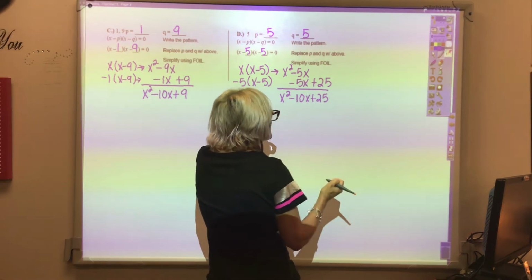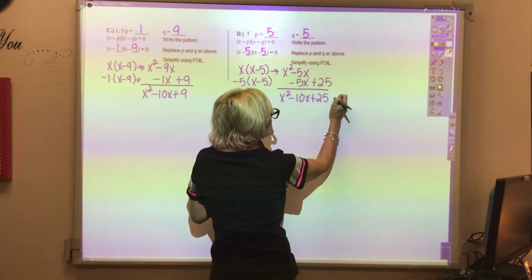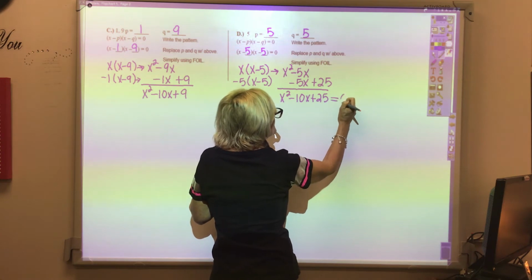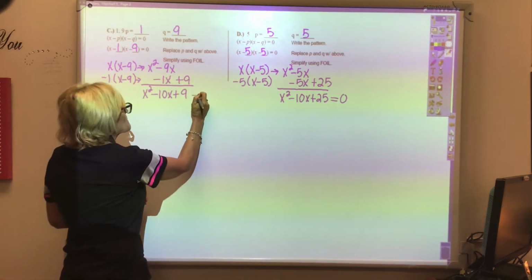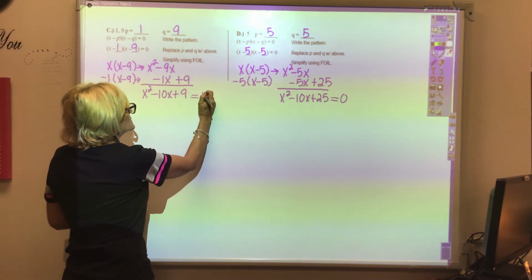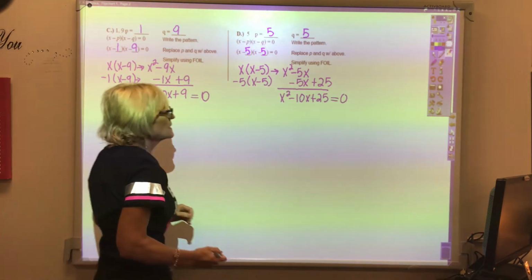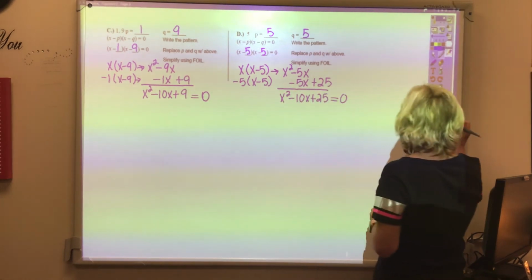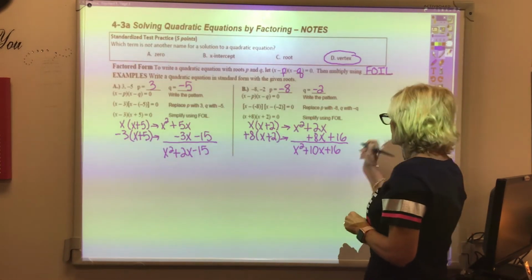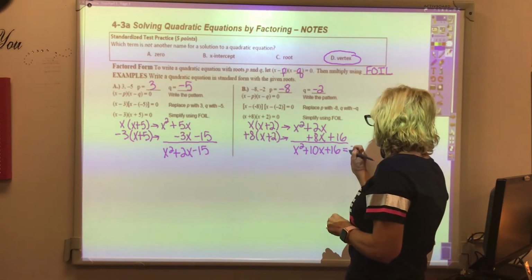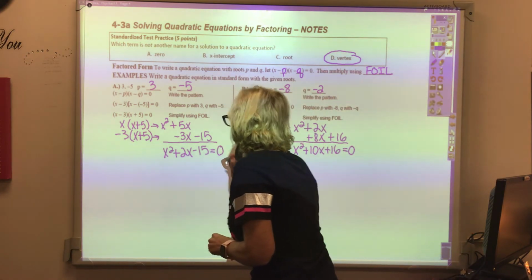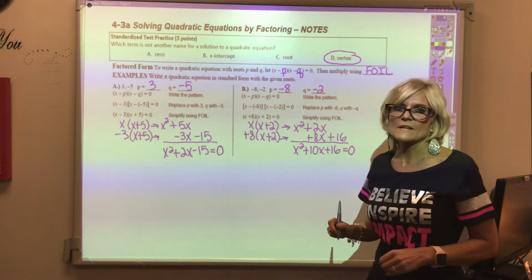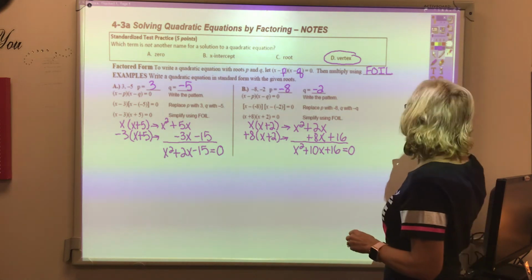And I have failed to be putting the equals 0 on these, so let's go back and put in equals 0 on each of these. I'm going to go back and do the same thing on A and B. Equals 0, equals 0. Okay, now we're ready to move forward.